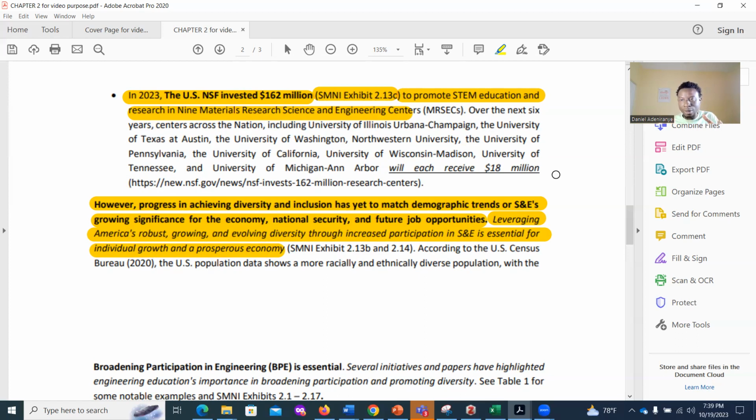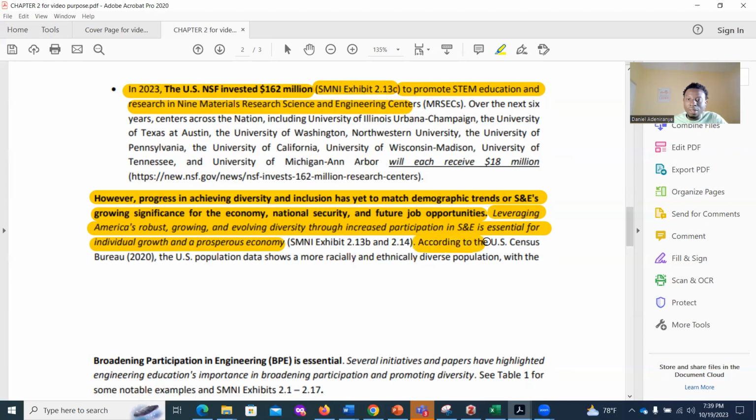The US, where you want to be a permanent resident, is very diversified. There is diversity, different people from different nations in the US. And so that's what this person is saying. This diversity keeps increasing. As it is increasing in that trend, we also need to increase student participation in science and engineering. It doesn't stop there. According to the US Census Bureau 2020, the US population data shows a more racially and ethnically diverse population. So all these are just backing up the person's claim.